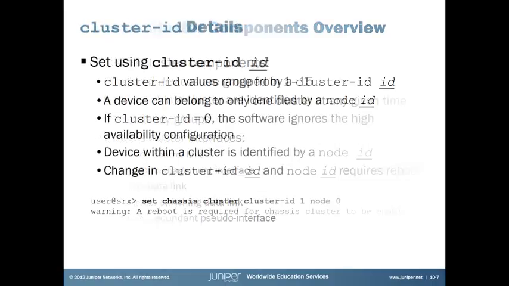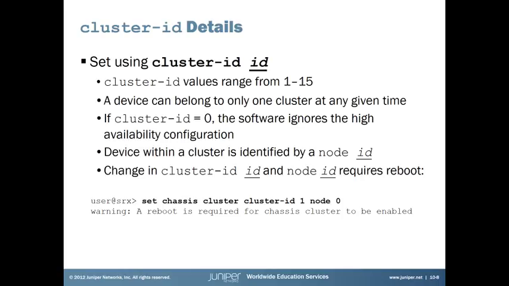Okay, so let's have a look at setting up the cluster ID. We can set up a cluster ID value between 1 and 15. That means you can have 15 clusters on your network. A device can only belong to one cluster at a time. If the cluster ID is 0, then the software ignores the high availability configuration. And then a device within a cluster is identified by a node ID. So we've got a cluster ID, and we've got a node ID. And of course, there are only ever 2 nodes in a cluster, so the node ID is going to be either 0 or 1. So either node 0 or node 1.